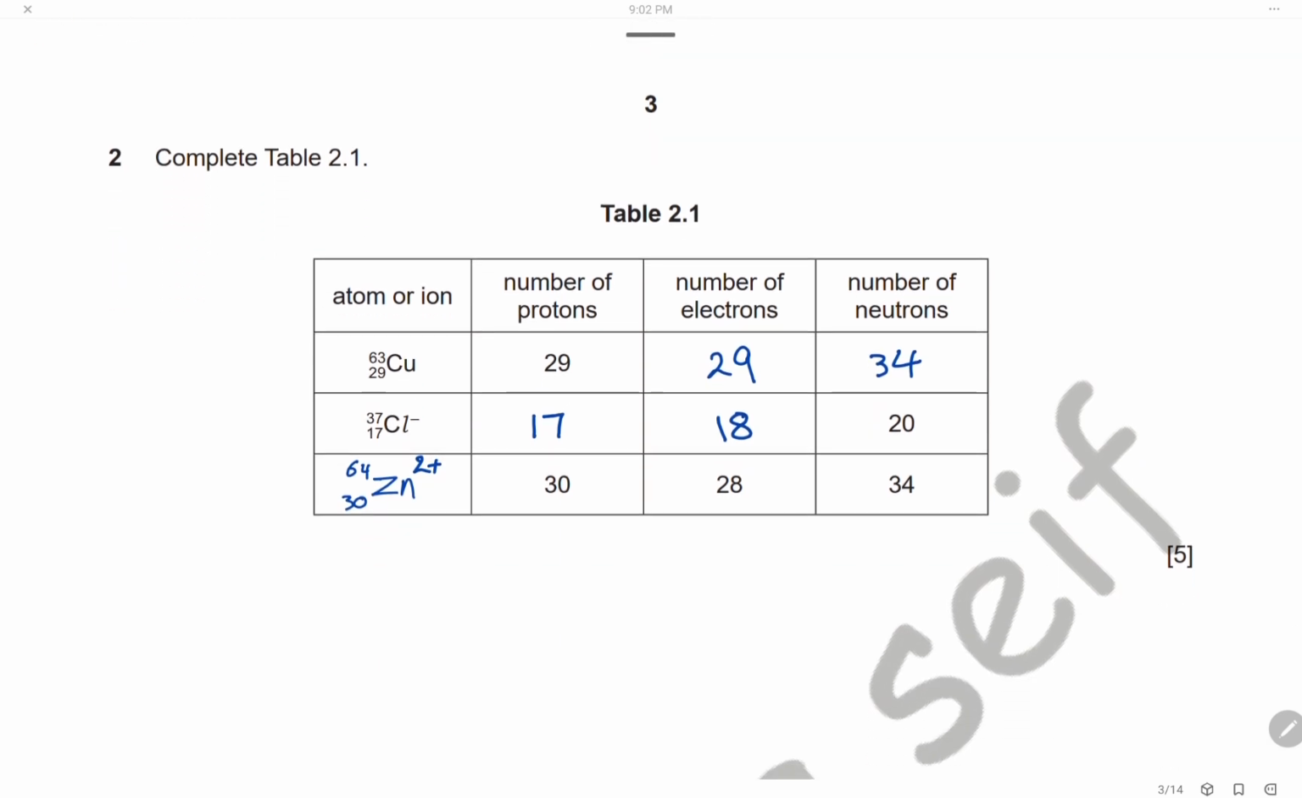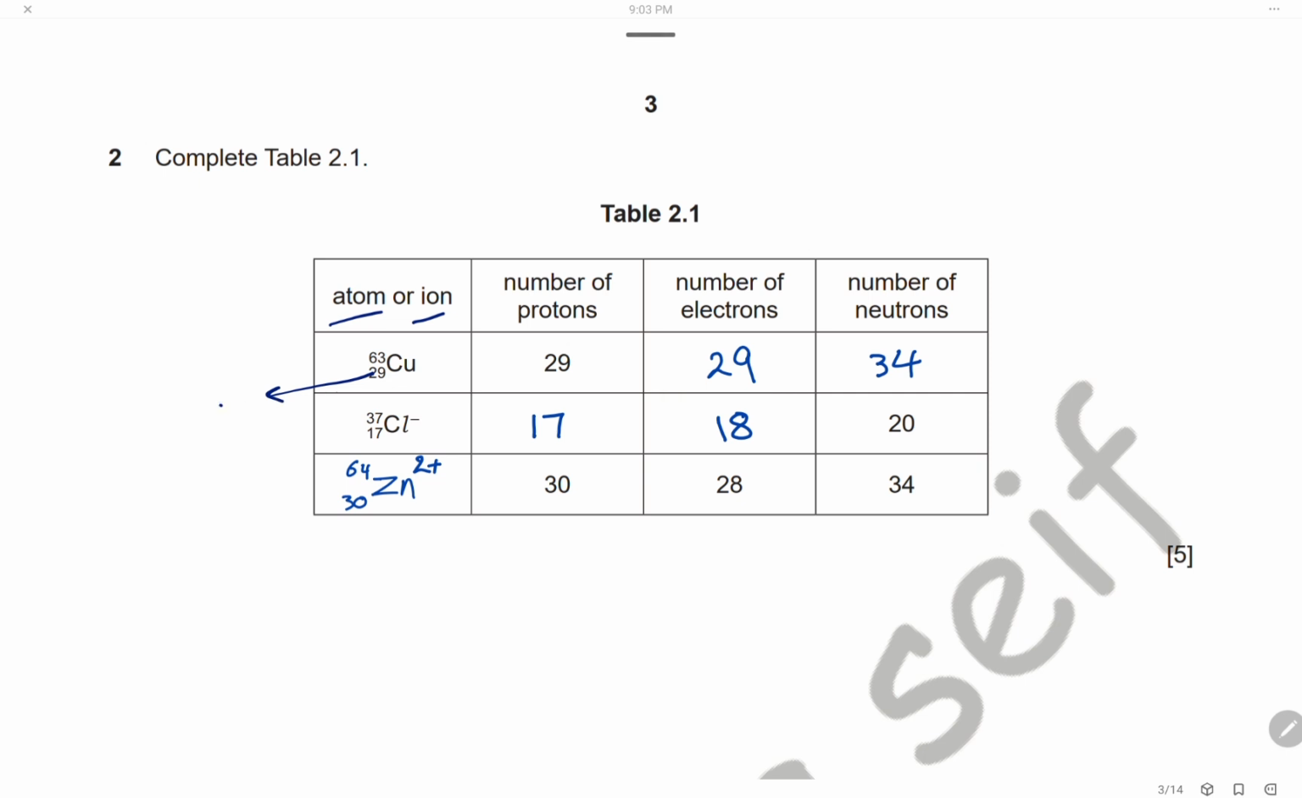Question 2. Complete the table. Here in the first column we have atom or ion. Then we have to complete number of protons, electrons, and neutrons. For the first one, copper, it has no charge. It is neutral, so it's an atom.